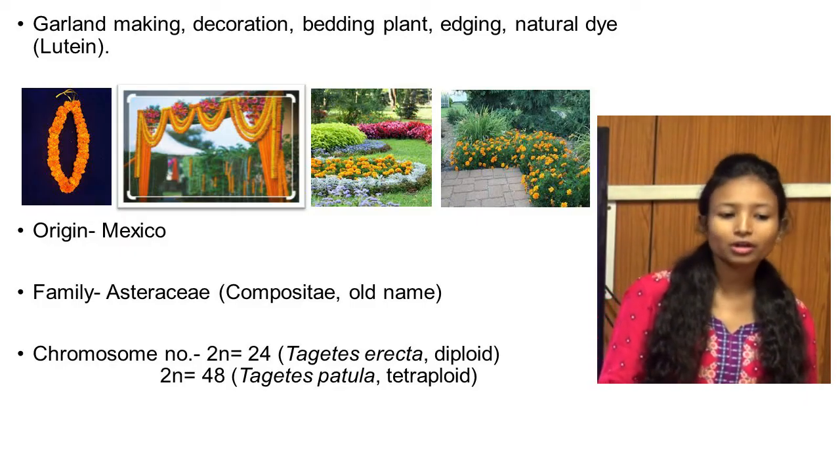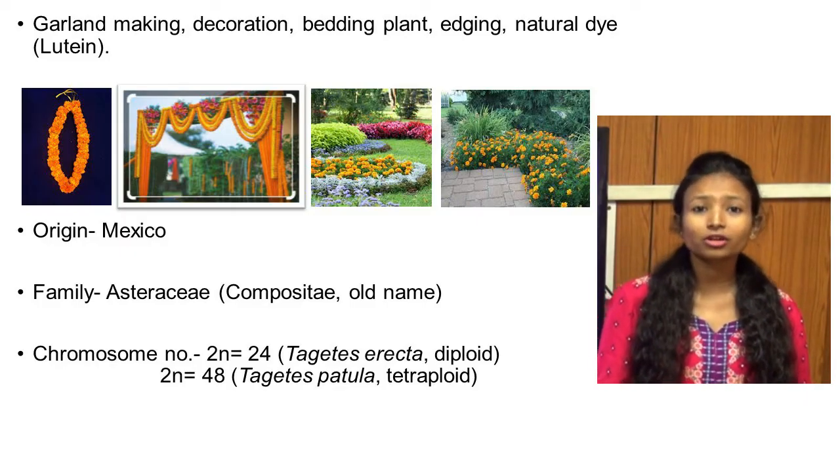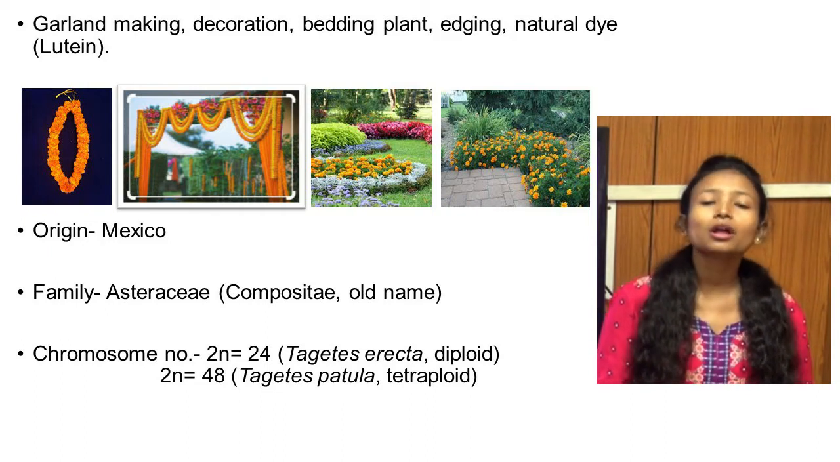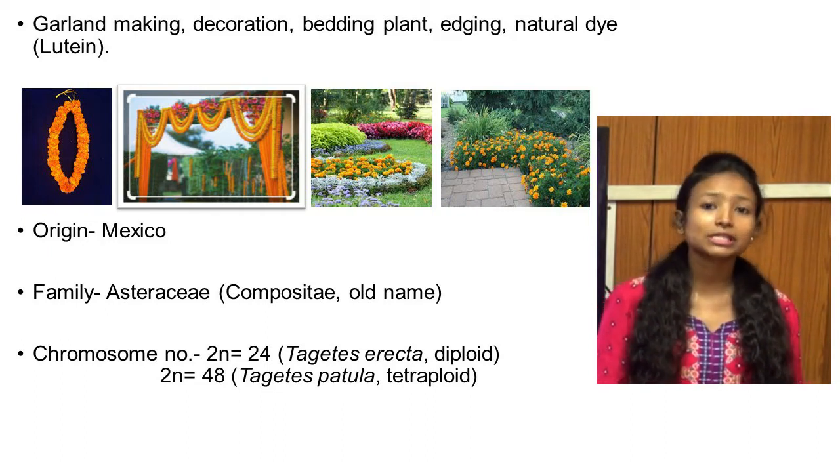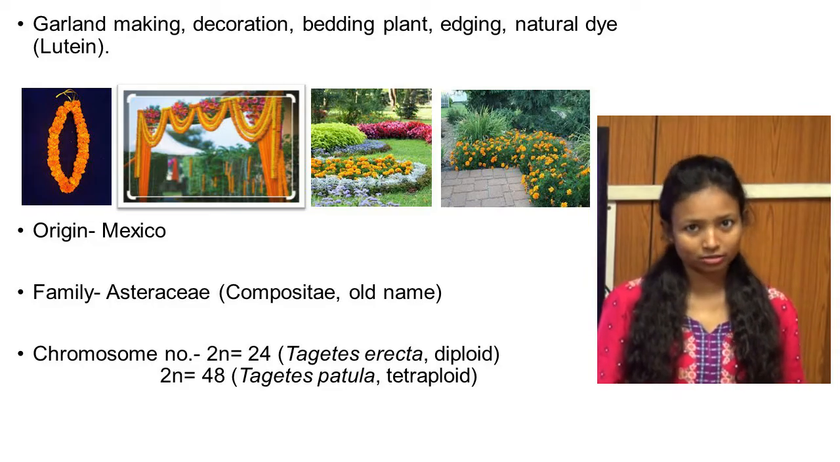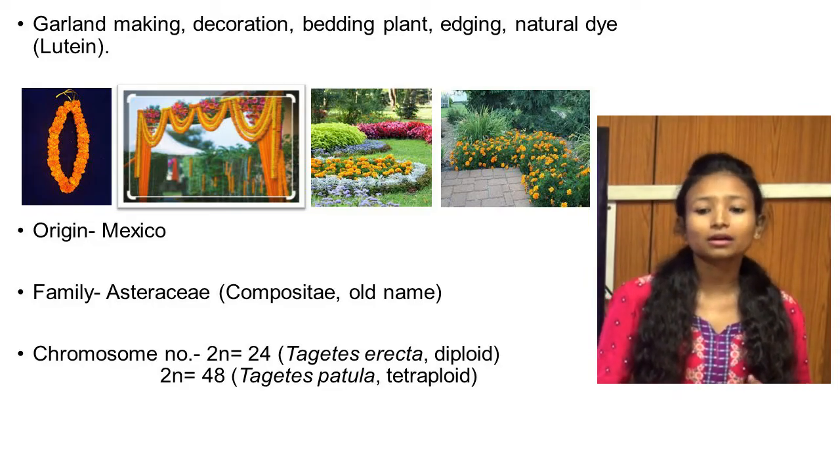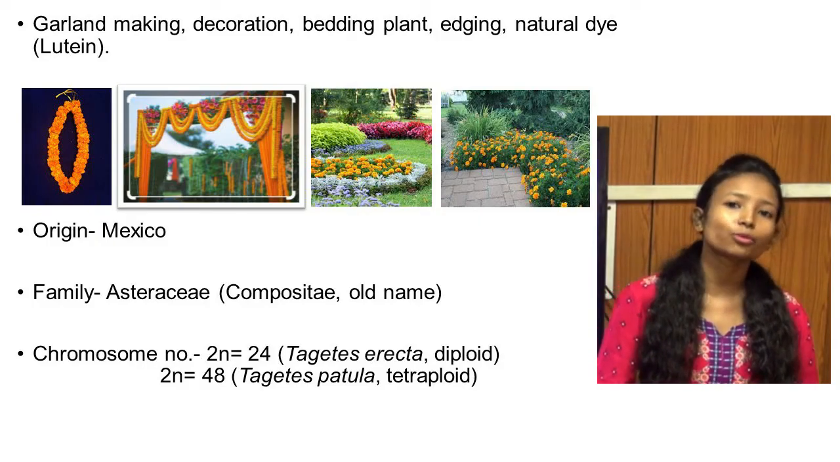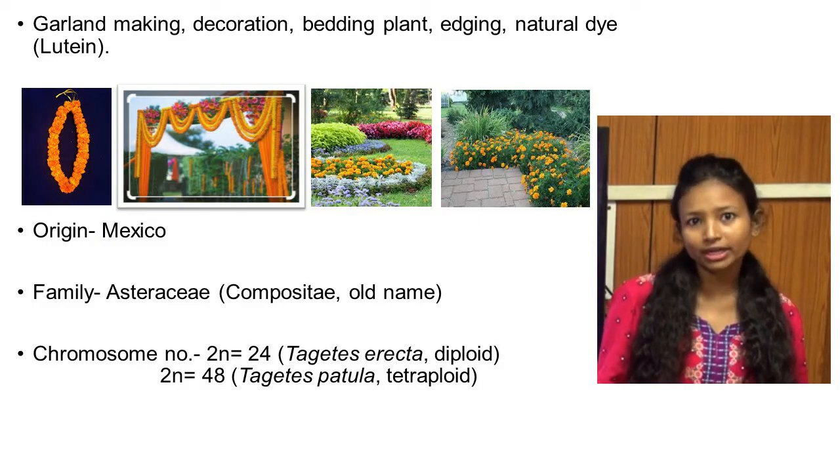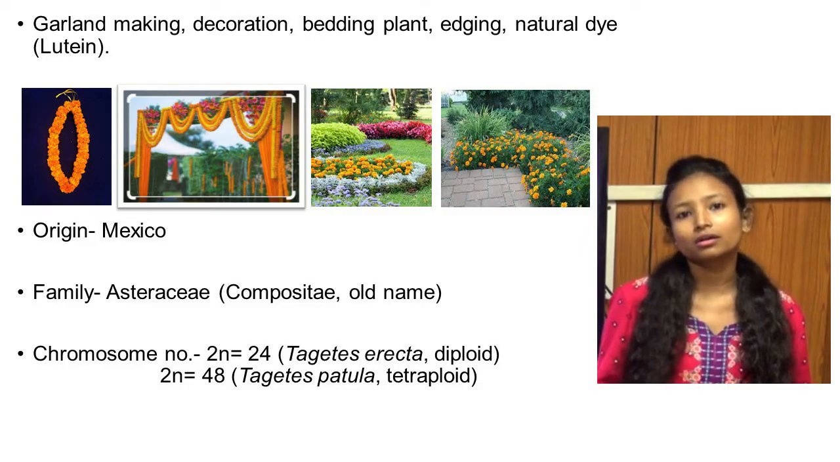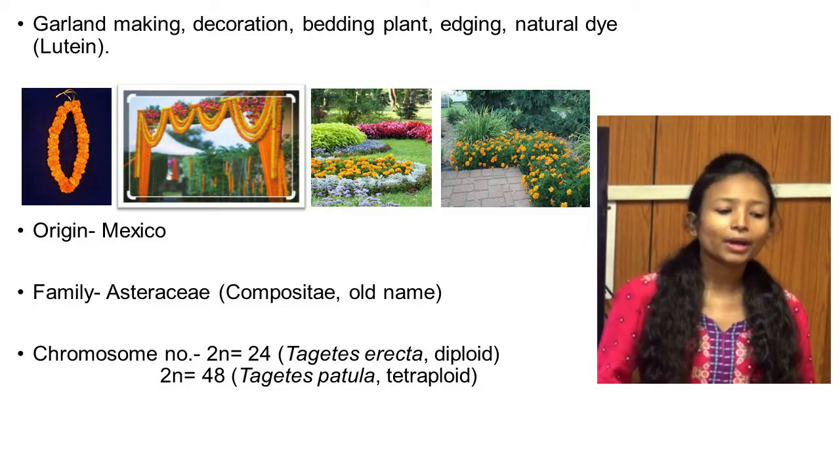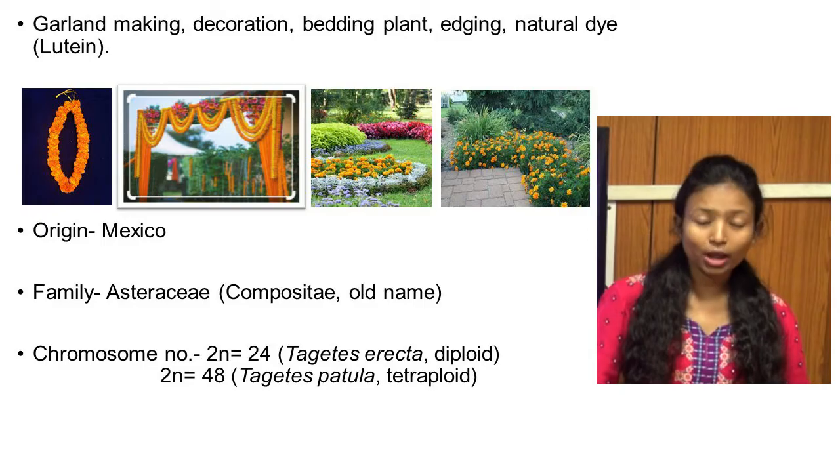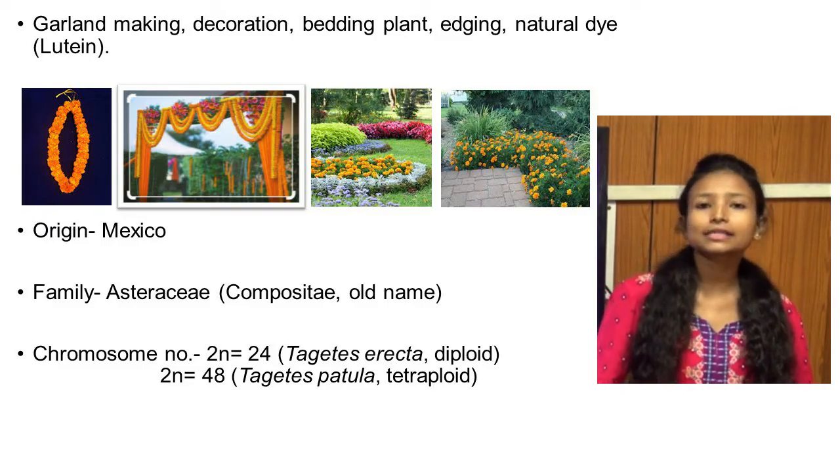for edging, and for the extraction of a natural dye known as lutein. Lutein is a yellow colored pigment, a xanthophyll under the carotenoid pigment group, and it is industrially used as a food coloring dye, and it is also used in poultry feed to increase the yellow intensity of the egg yolk. Marigold originated from Mexico, and it was introduced in India in the 16th century.